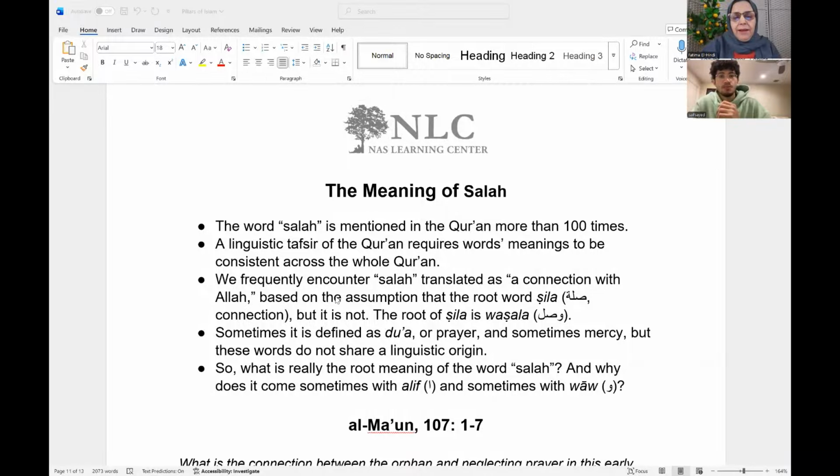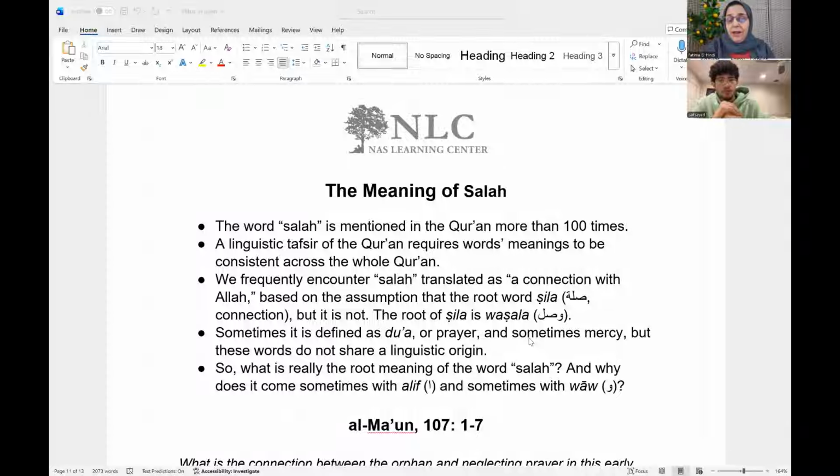What I was saying is now the word Salah, if you look at it, they mostly tell you it's a connection between you and Allah, and it comes from the root word Sila. But in reality, when you really go and look for the root word, Sila is from wasala. So it's not Salat, it's wasala. And sometimes they tell you it's the dua or it's a prayer, it's a mercy.